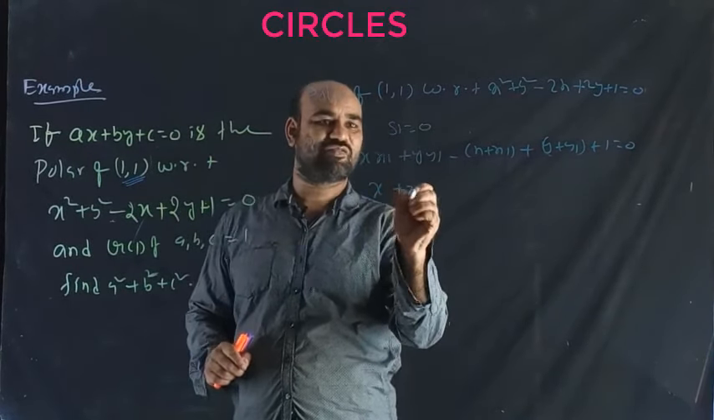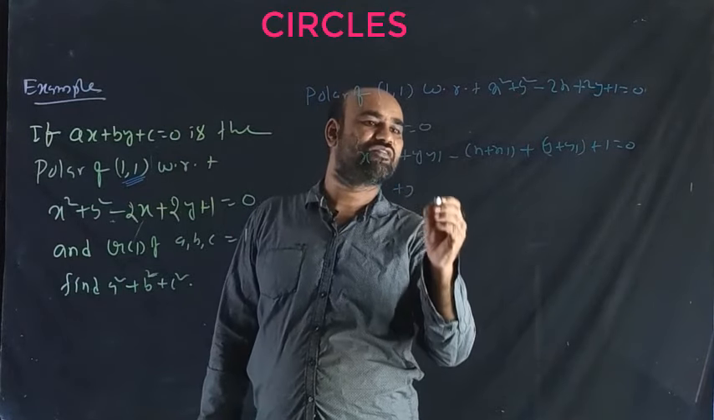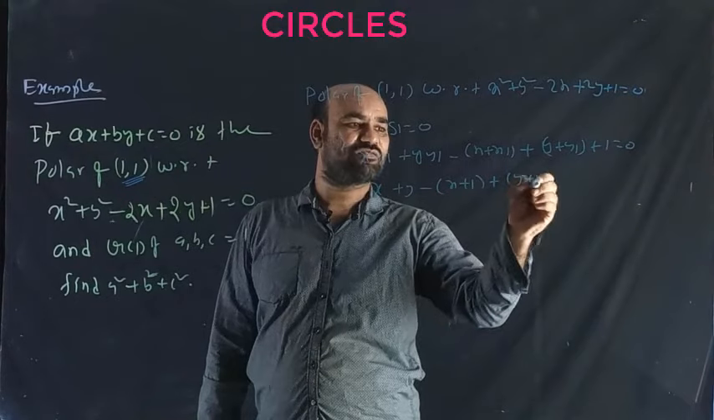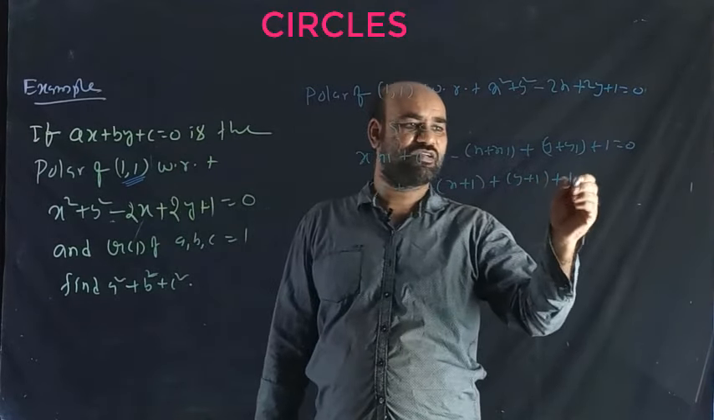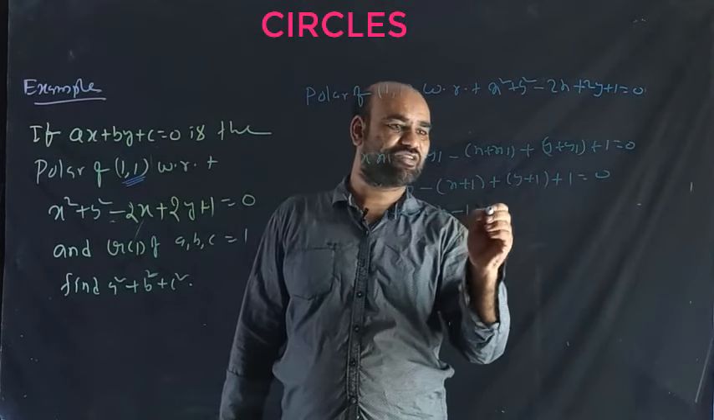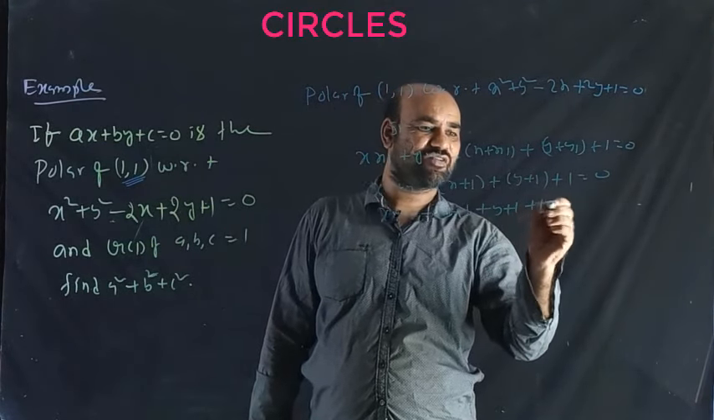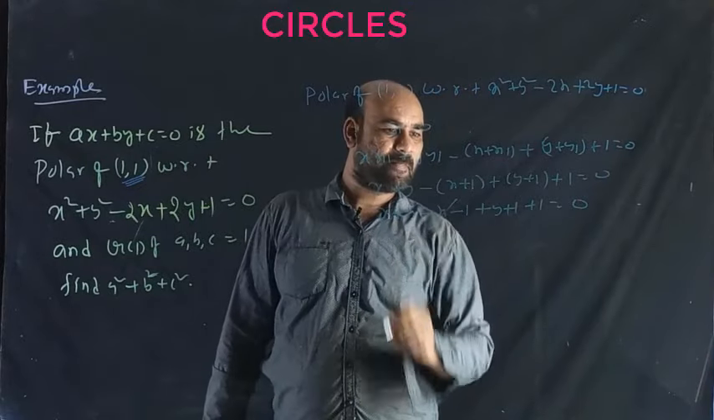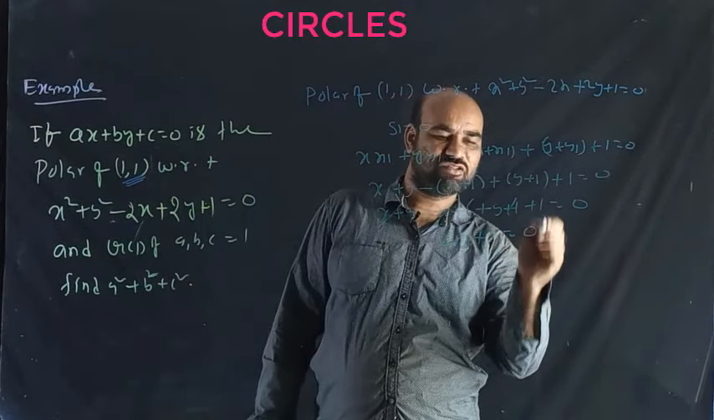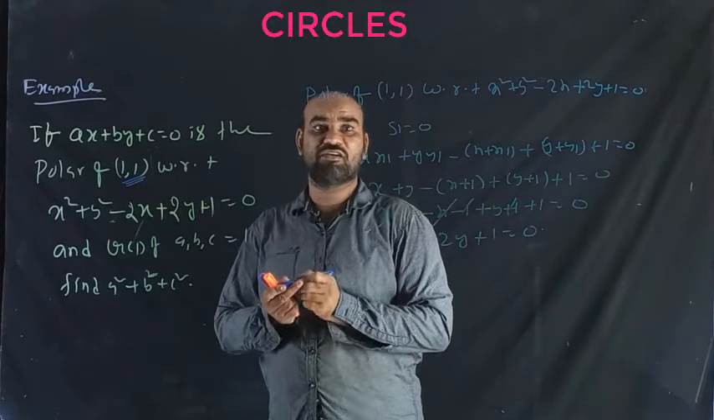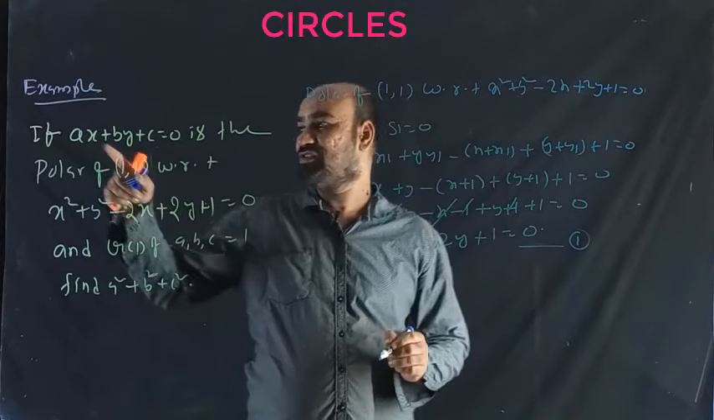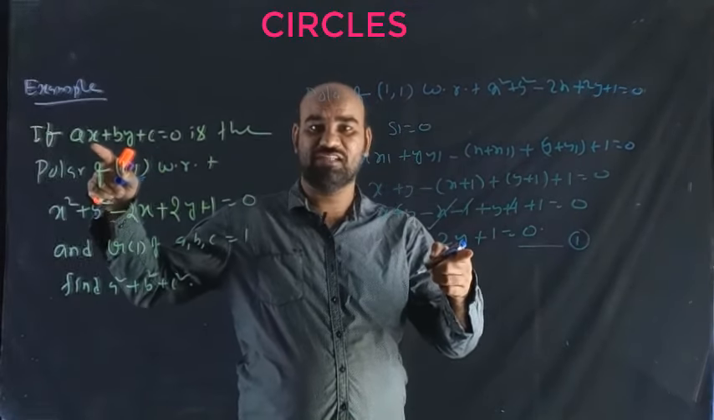Here (x1, y1) is (1, 1), no? So minus (x plus 1) plus (y plus 1) plus 1 equals 0, or x plus y minus x minus 1 plus y plus 1 plus 1 equals 0. So what happened? 2y plus 1 equals 0. This is the equation of the polar. Given that this is the polar, these two are identical lines.